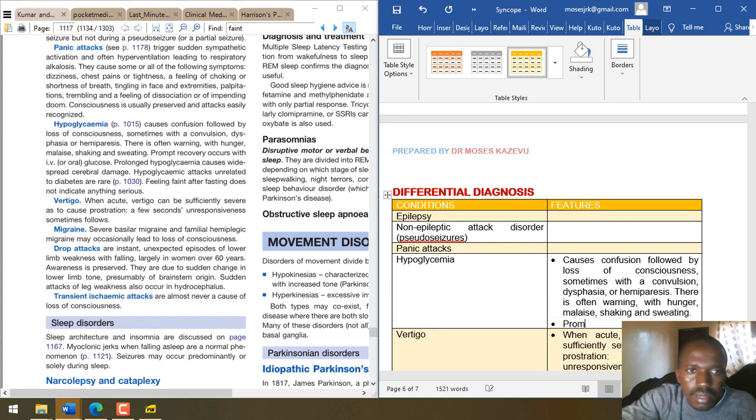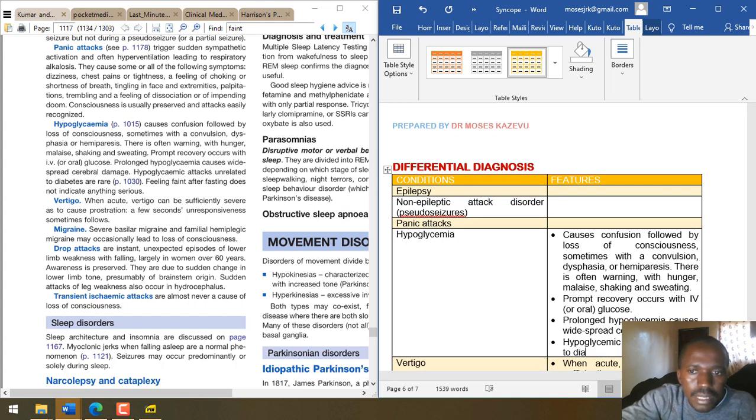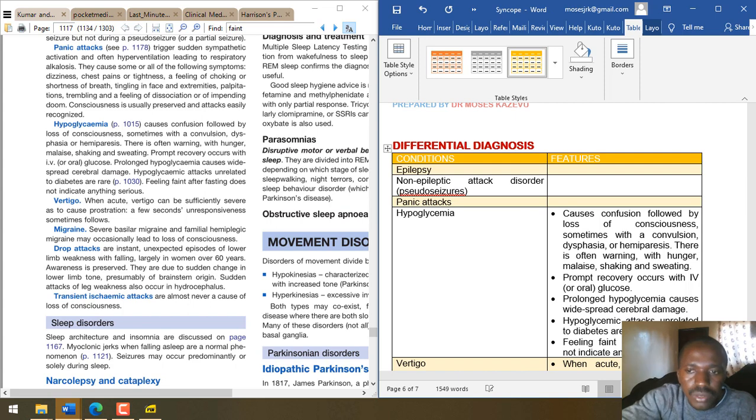Prompt recovery. So think of a time when you're just hungry. Prompt recovery occurs with IV or oral glucose, and prolonged hypoglycemia causes widespread cerebral damage. So hypoglycemic attacks unrelated to diabetes are rare. Okay, feeling faint after fasting does not indicate anything serious. So don't worry if you are feeling as if you're about to faint after a hypoglycemic attack. Then there's two aspects remaining.